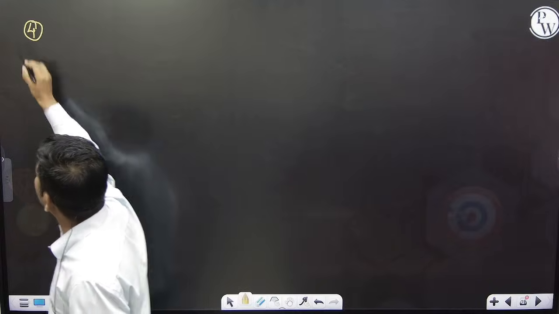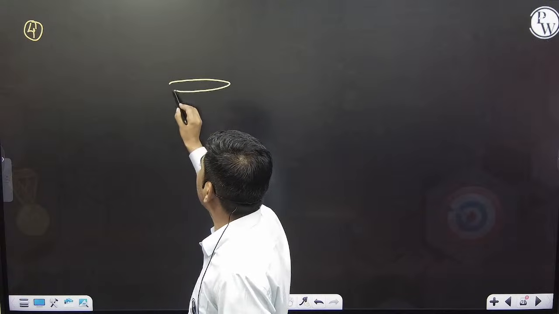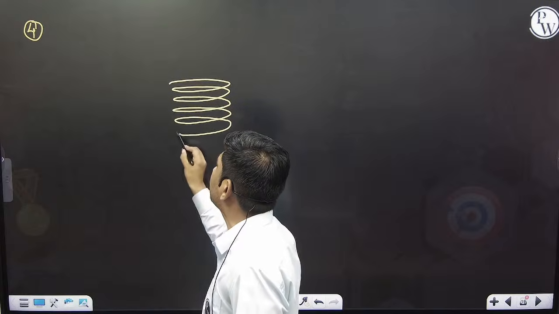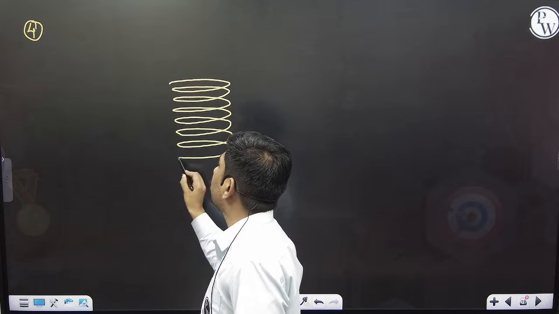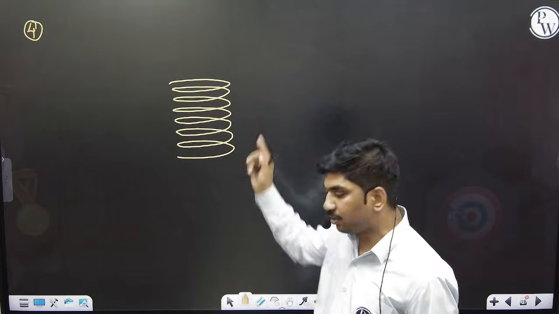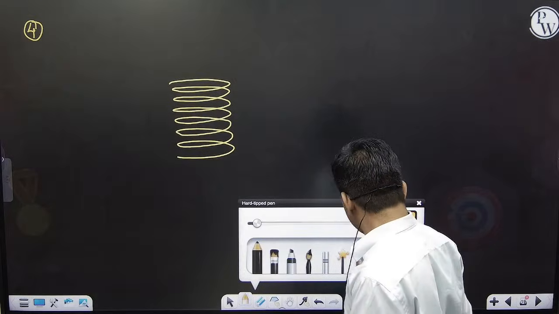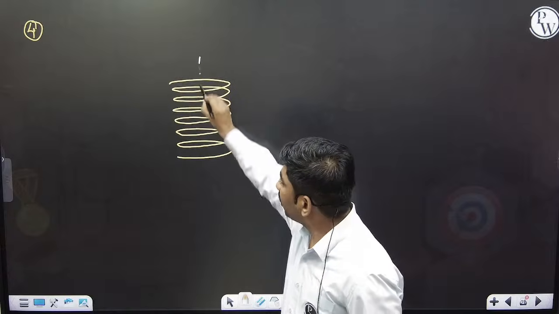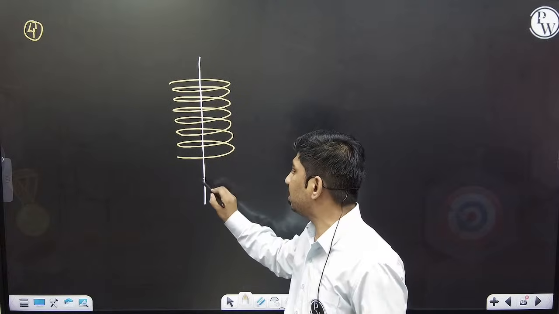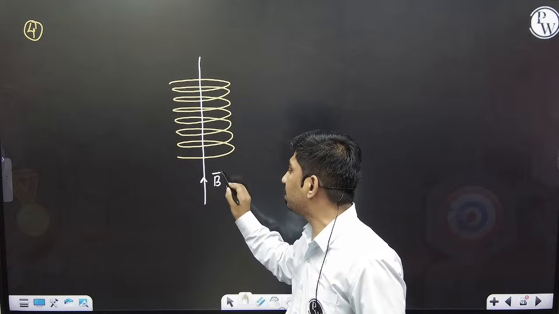So in this question what they did is, just correct me if the question was different. Based on what data I have got, I am just showing it here. They have given a solenoid like this. However current is flowing, the magnetic field is going to be either vertically upward or downward. Let us imagine the magnetic field is vertically upward.